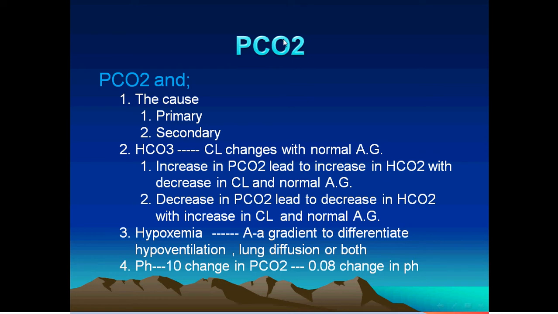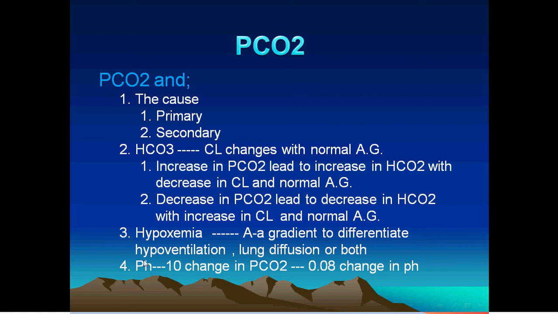So increasing the carbon dioxide will be associated with increase in the bicarbonate and decrease in the chloride, and the two together will be 130. And at the same time, decrease in the carbon dioxide will be associated with decrease in the bicarbonate and increase in the chloride, and the two together will be 130. This is a normal anion gap change, so just to be considered.